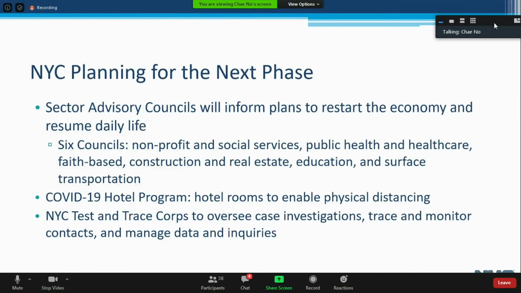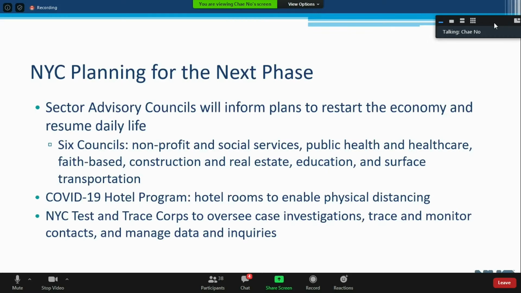So the government is working towards meeting all these goals, but we're still in progress considering the severity of this outbreak, of this pandemic. And the mayor has come up with sector advisory councils to inform plans to restart the economy and resume daily life. There are 6 councils dealing with nonprofits and social services, public health and healthcare, faith-based, construction and real estate, education and surface transportation. And we're also having the COVID-19 hotel program.